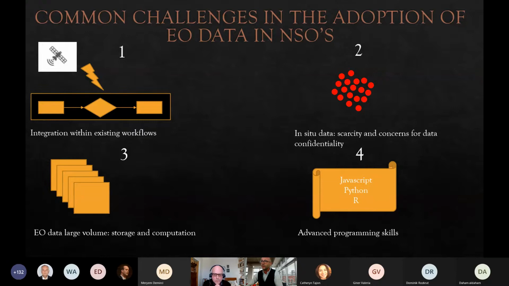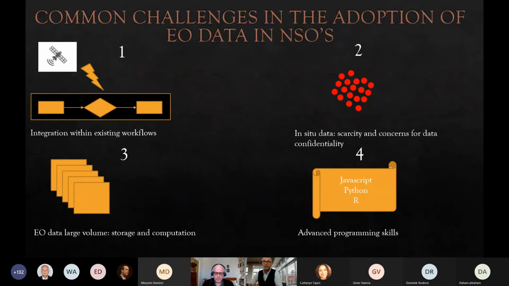If I were to list the 4 most commonly encountered challenges, I would say first, the integration within existing workflows, and the issue with in situ data, so the availability of this data, which is often required to calibrate and validate Earth observation products, and the concerns for data confidentiality from the data owner, so from the government, from the ministry who is in charge of the data.